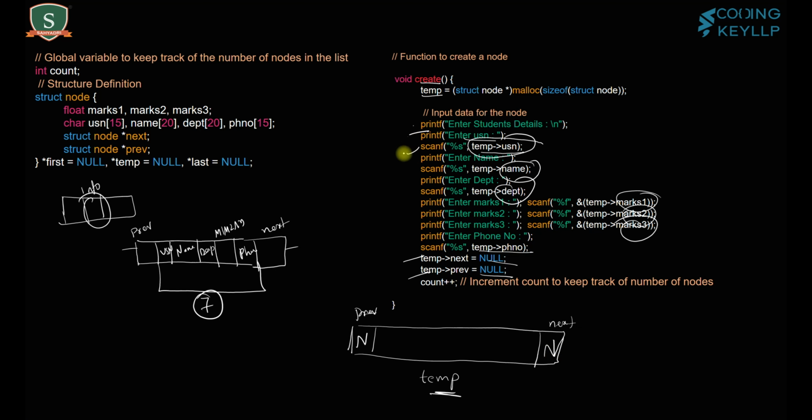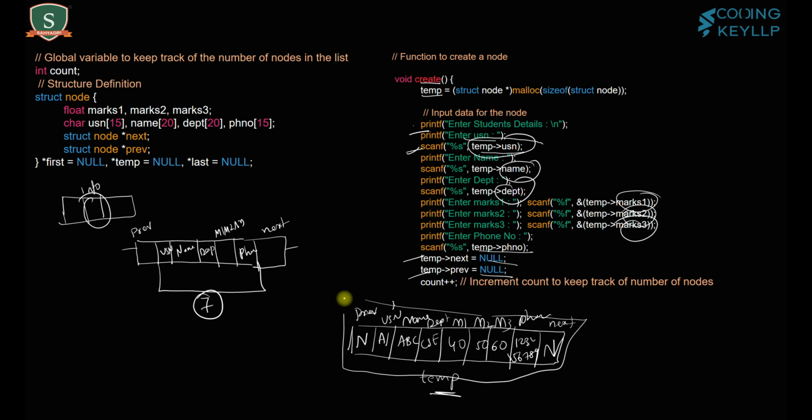Next, enter USN number. Here, consider I am giving A1 for the USN, and ABC as the name, CSC as the department, and marks 1, marks 2, marks 3: maybe I am giving 40, 50, 60. Then the phone number, I am giving 1, 2, 3, 4, 5, 6, 7, 8, 9. So all these details will be stored here in temporary.